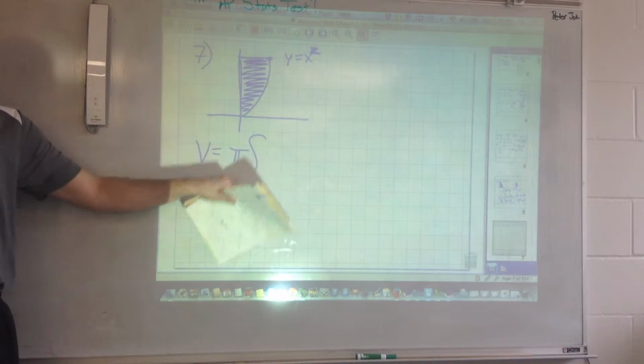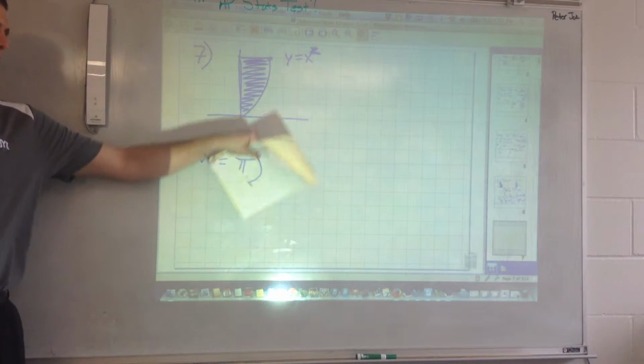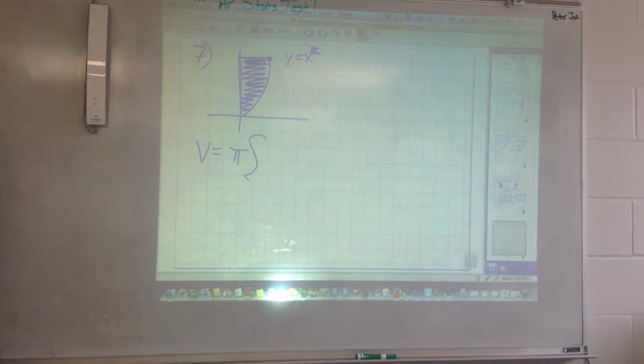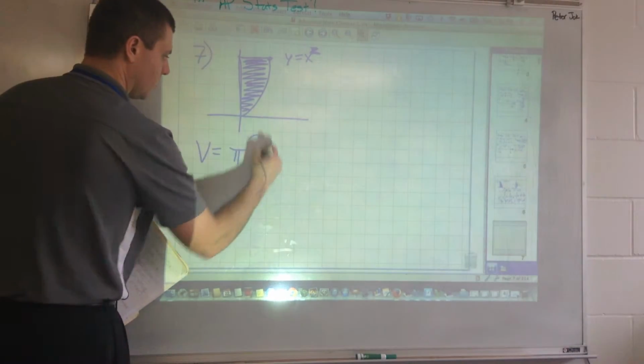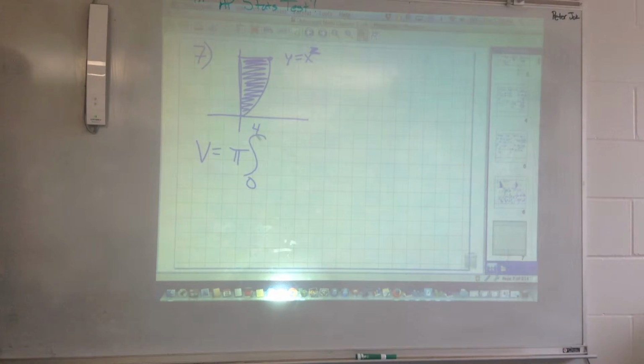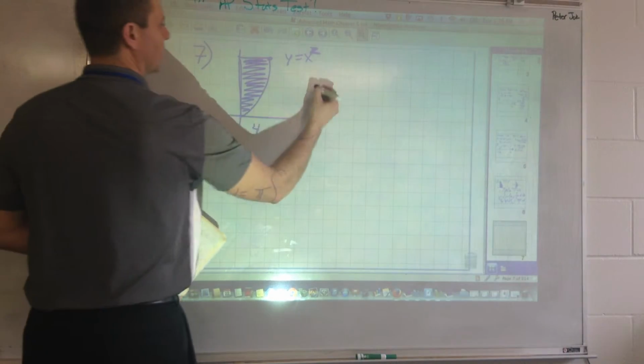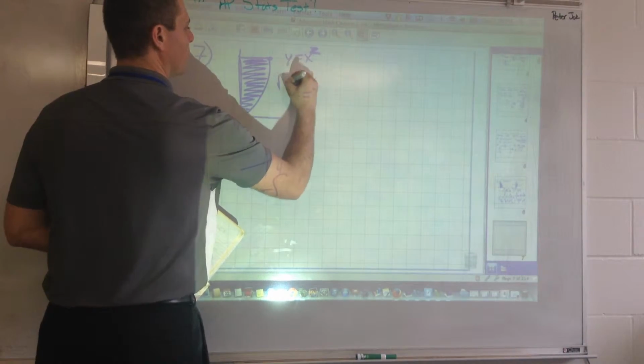So pi times the antiderivative from where to where? A to B. Which in this case is going to be where? 0 to 4, because you're going up on the y-axis. Now what's the function going to be? Square root of y. If y equals x squared, then x would equal the square root of y.